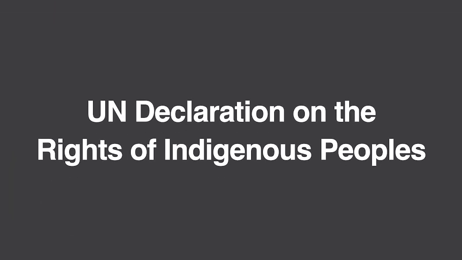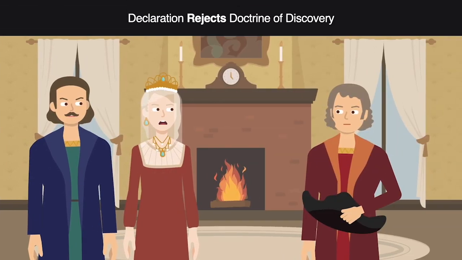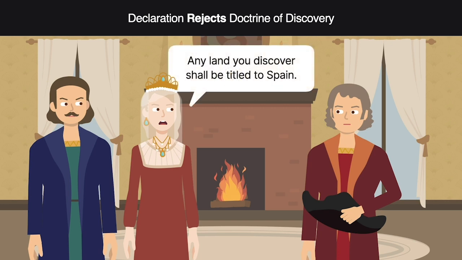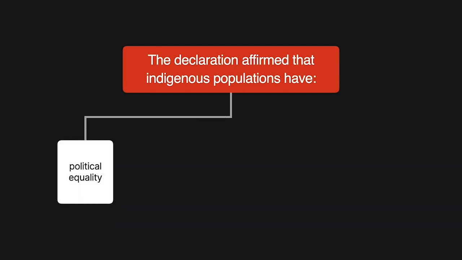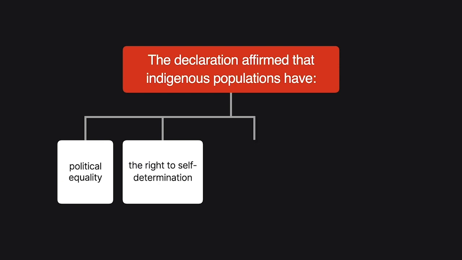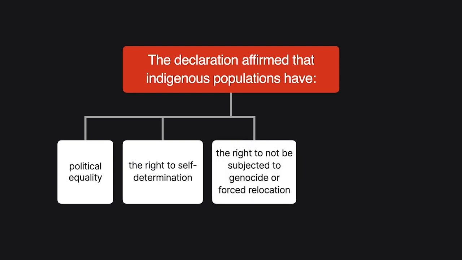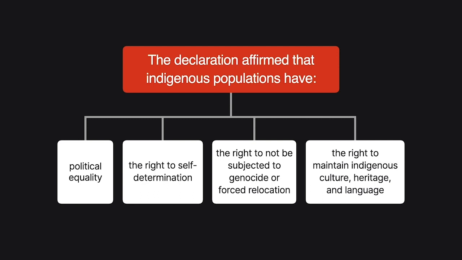In 2007, the United Nations adopted the United Nations Declaration on the Rights of Indigenous Peoples. This declaration rejects the doctrine of discovery. Recall that the doctrine of discovery was used by colonizing countries to lay claim to lands that the colonizing countries discovered, even if the lands were already inhabited by indigenous populations. Among other rights, the Declaration also affirmed that indigenous populations have political equality, the right to self-determination, the right to not be subjected to genocide or forced relocation, as well as the right to maintain indigenous culture, heritage, and language.